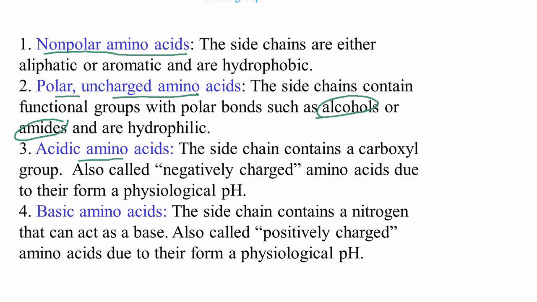The acidic amino acids have a side chain that contains a carboxyl group. And we'll talk about those in a little bit. And then of course we have the basic amino acids, and in these the side chain will contain a nitrogen that can act as a base, so an amine nitrogen. These are called positively charged amino acids, and the acidic amino acids are called negatively charged amino acids. We'll take a look at that in a moment when we talk about zwitterions.